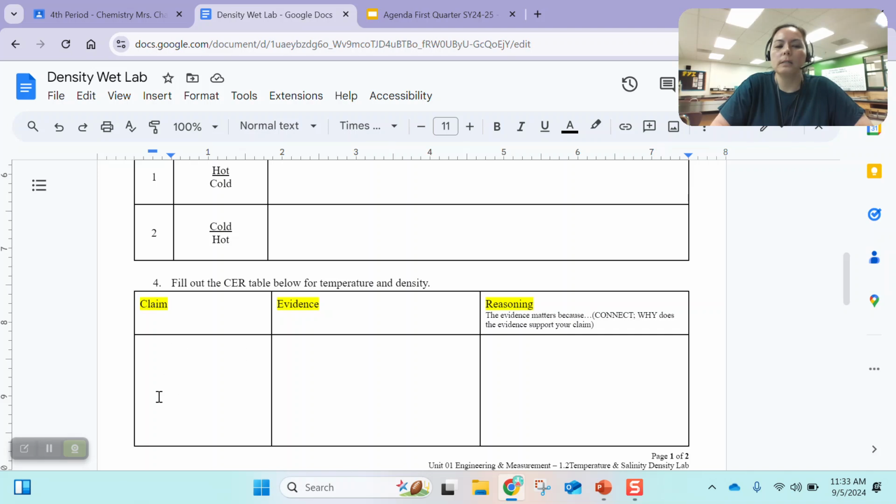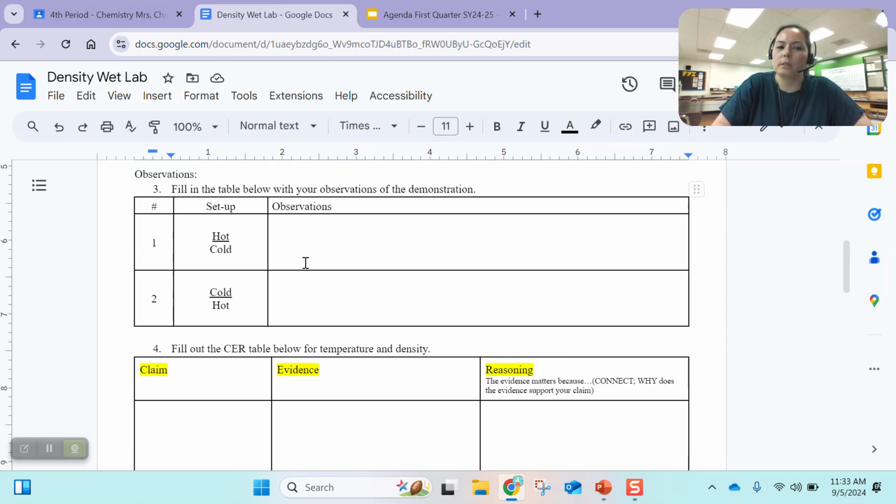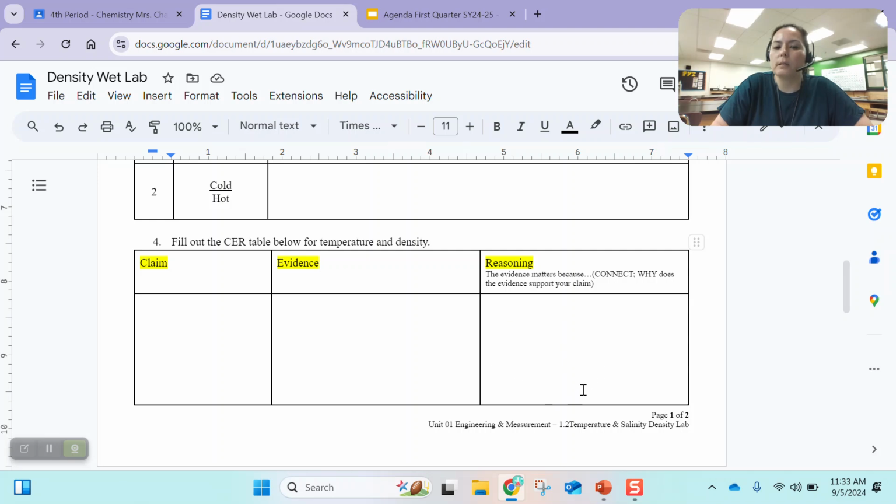With one sentence here. Your evidence will be purely stated observatory facts from what we noticed from the videos, which was coming from here. And then your reasoning will be some sort of scientific principle that is going to help to connect this evidence to this claim.